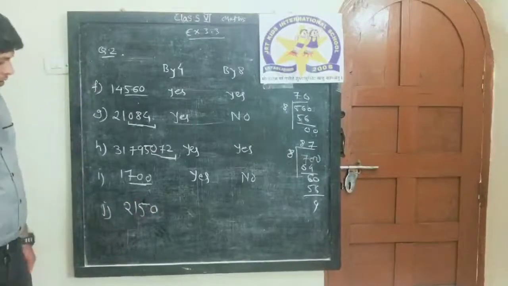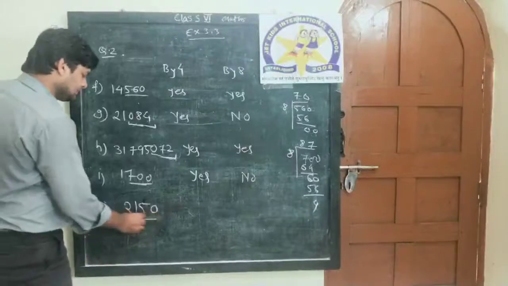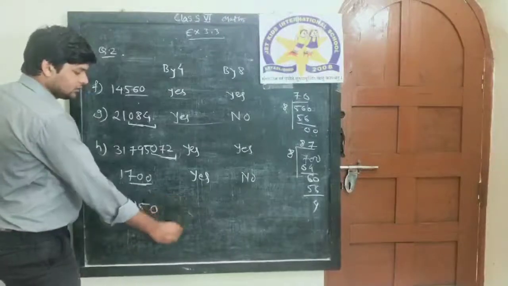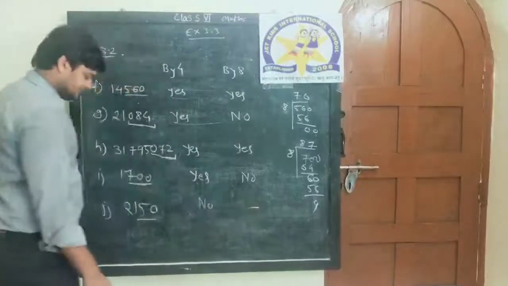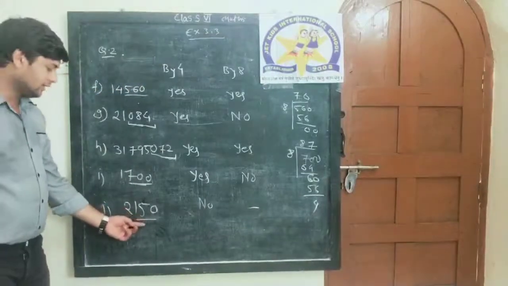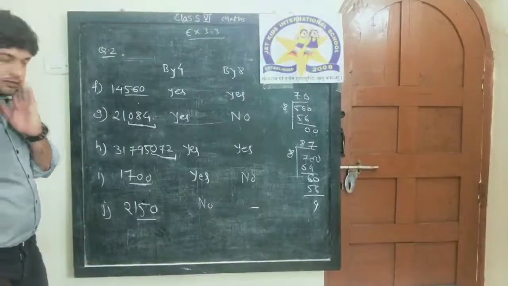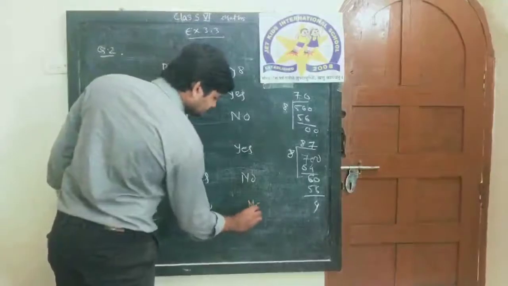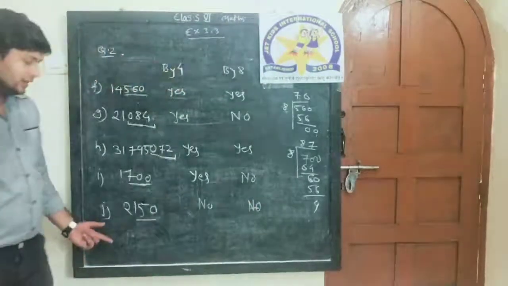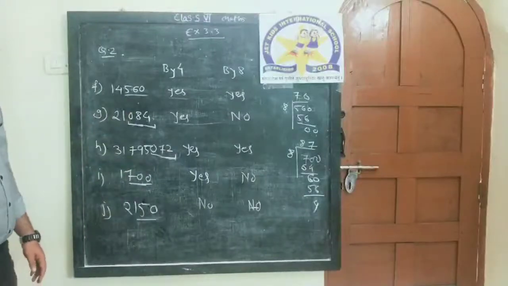Next, last sub question of our second question, that is 2150. Here we can directly see, 50 is no, and find out this thing. Just pause the video and find out. 150. 150 is divisible by 8? No, it is not divisible by 8. You can divide it and check this out. Just take a screenshot of the second question.